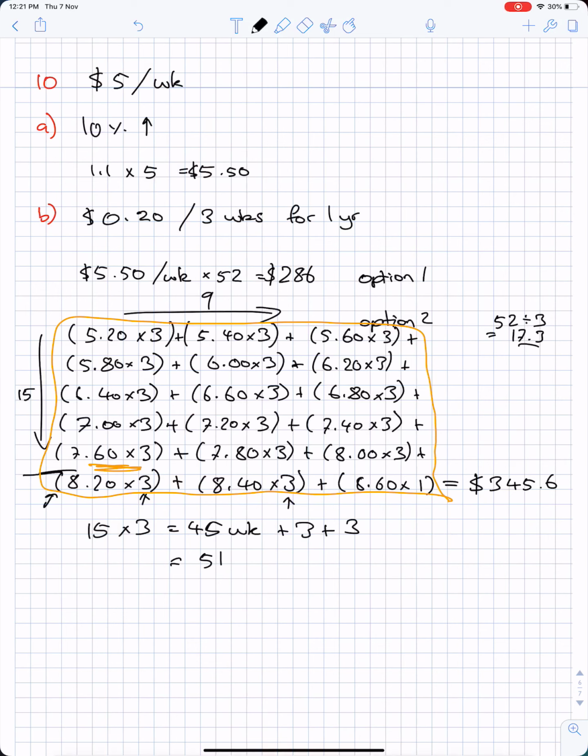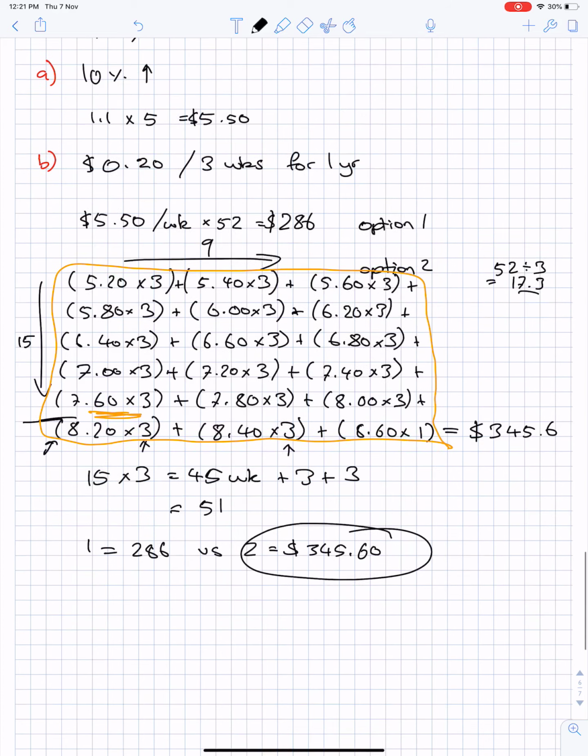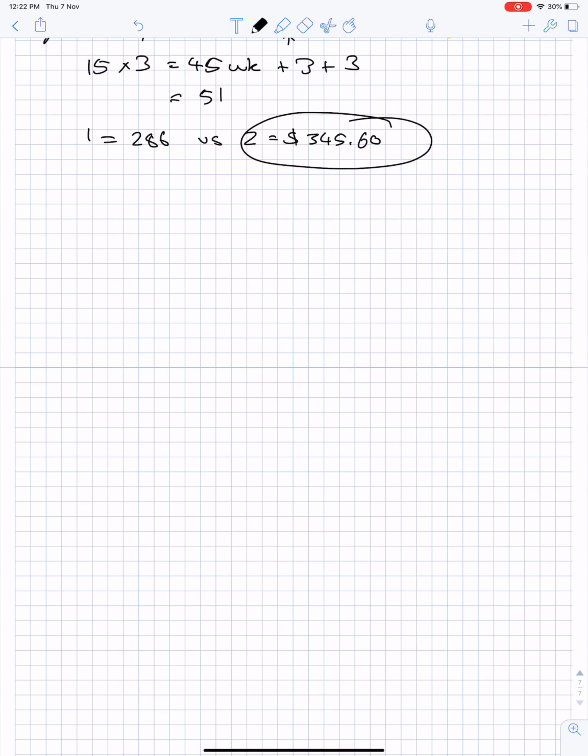So in option 1 he would be making $286 versus option 2 he would be making $345.60 a year. So clearly he should choose option 2. Okay, moving on to 11.